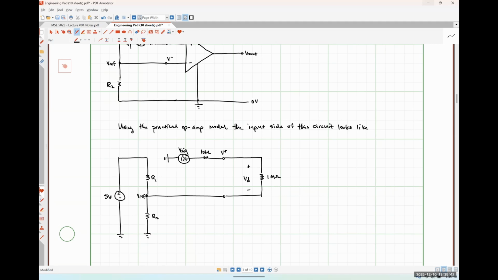Okay. So before I move on from this, is everybody okay with how I've drawn this, or does anybody have any questions? Okay.